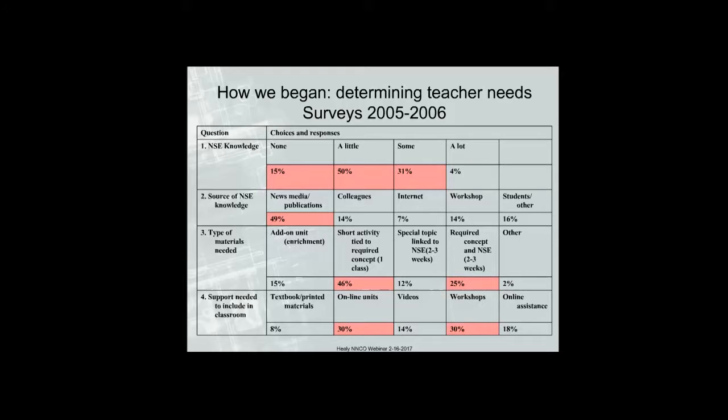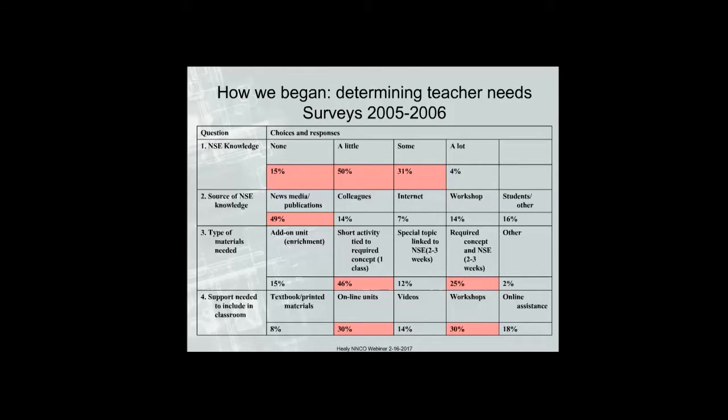At this time, the National Science Foundation was funding these big curriculum unit development projects that would create something that was 4 to 6 weeks, huge units. And we talked to teachers and they said, no, we need a short activity that's tied to a required concept. And then the next biggest need was a required concept that could evolve out to a 2 or 3 week unit. And what they wanted was online units and workshops, and so that's how we developed.